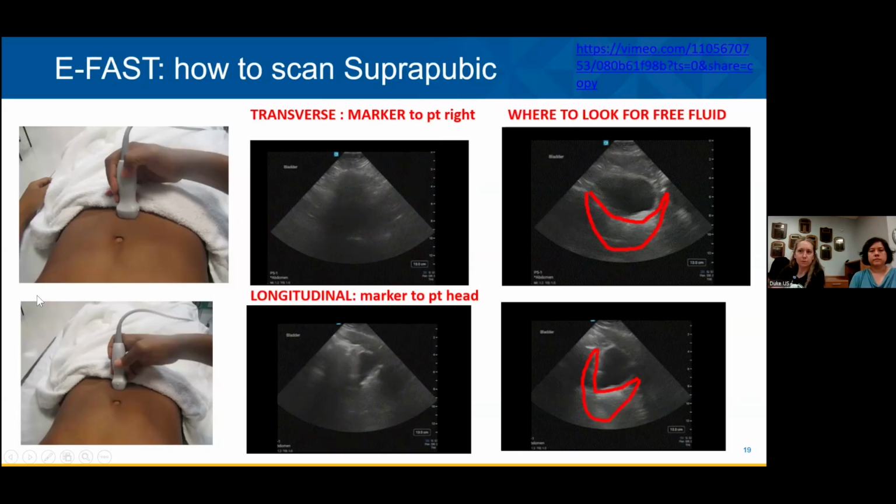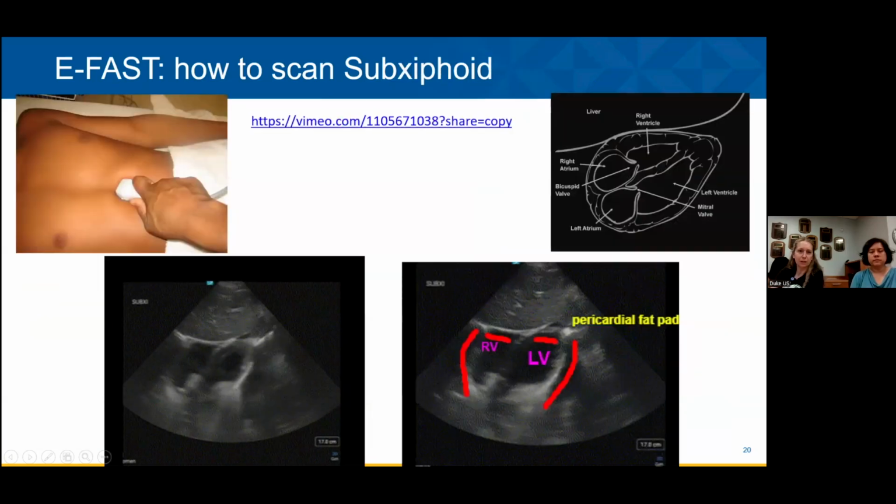The cardiac window in the FAST is a subxiphoid view. So underneath the patient's xiphoid process on their chest, in that little depression, your probe goes there. You're scanning through the liver, using the liver to pass the ultrasound through to take images of the heart. A little bit of gentle downward pressure.